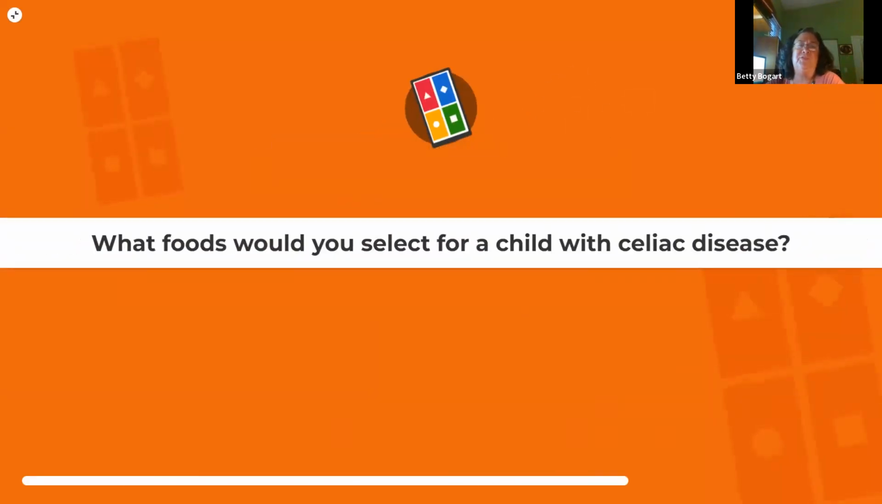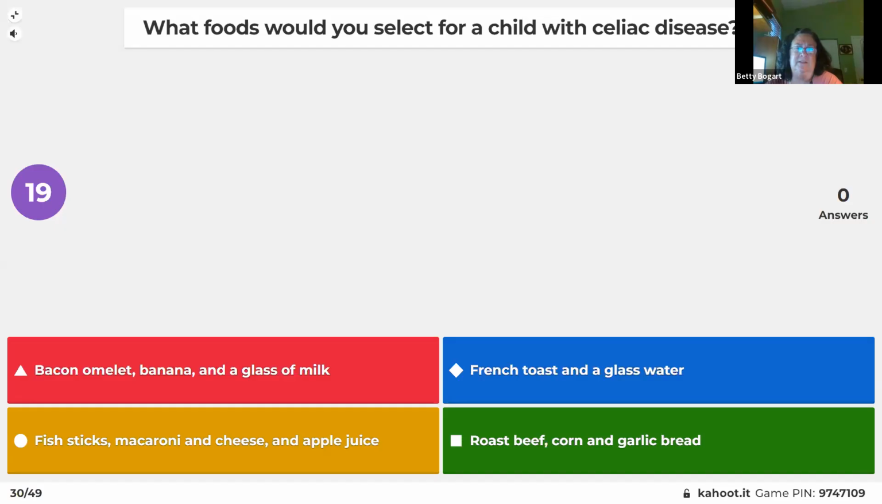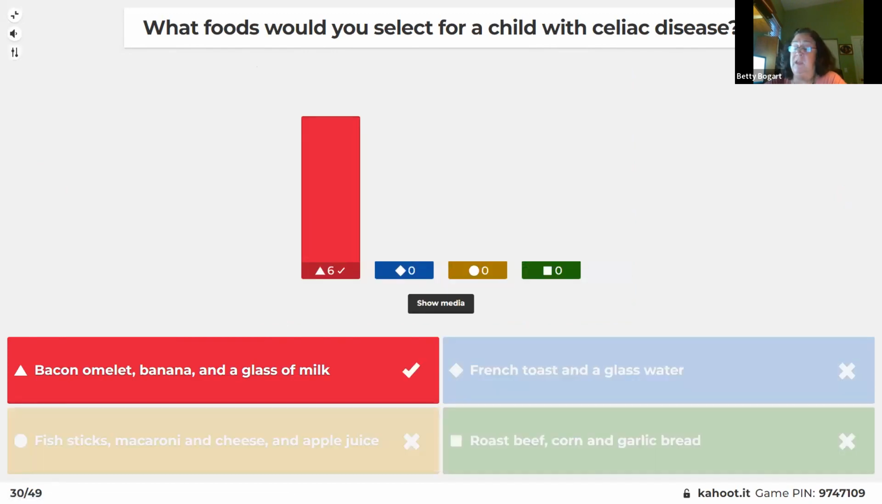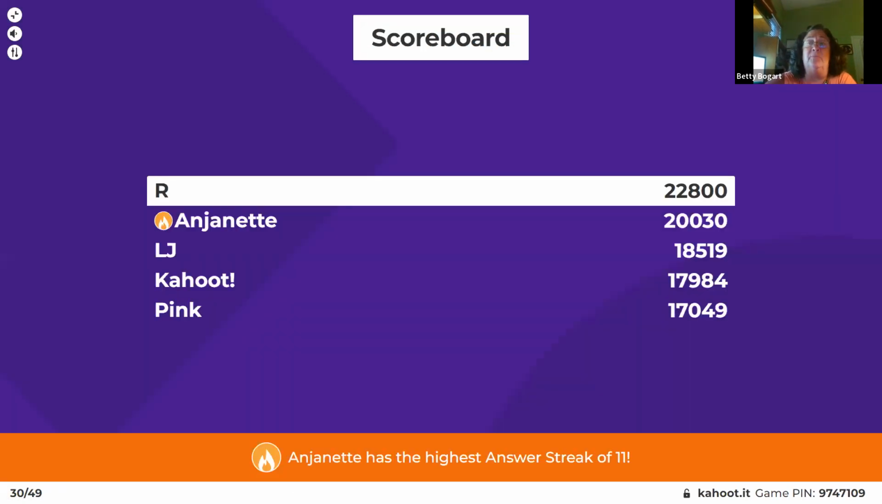What foods would you select for a child with celiac disease? So give them a good old omelet, banana, glass of milk. That is a great thing to give. Everything else has some sort of bread in it.